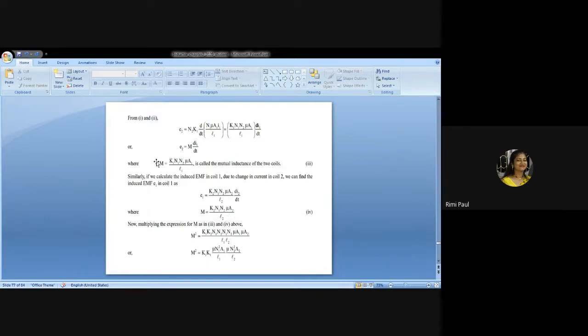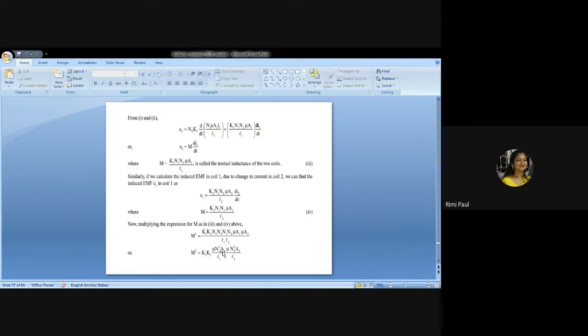Now if I multiply these both M, then I can find out M square is equal to K1 K2 N1 N2 whole square, that means N1 square N2 square mu square A1 A2 by L1 L2. Now just keep K1 K2 outside and take mu N1 square A1 by L1 and mu N2 square A2 by L2. So what I am getting, mu N square A by L means inductance.